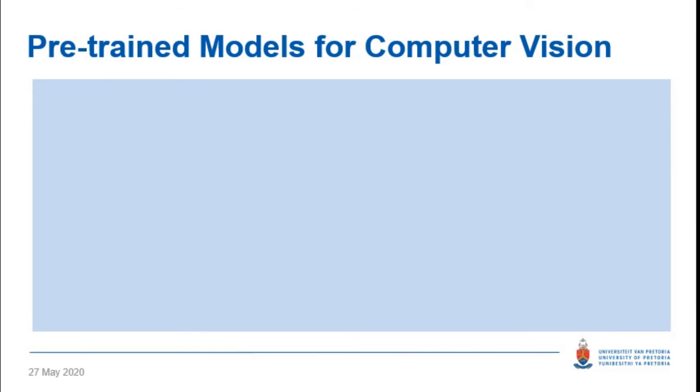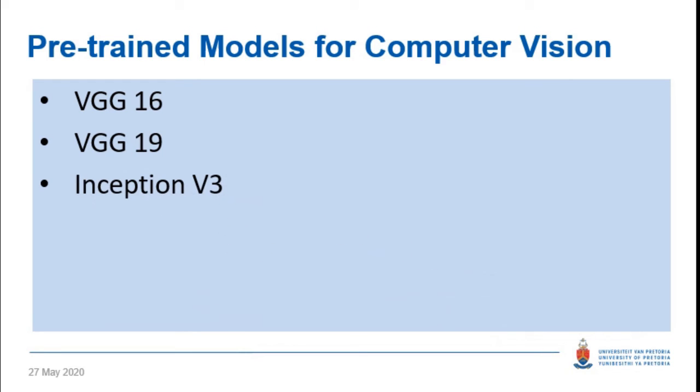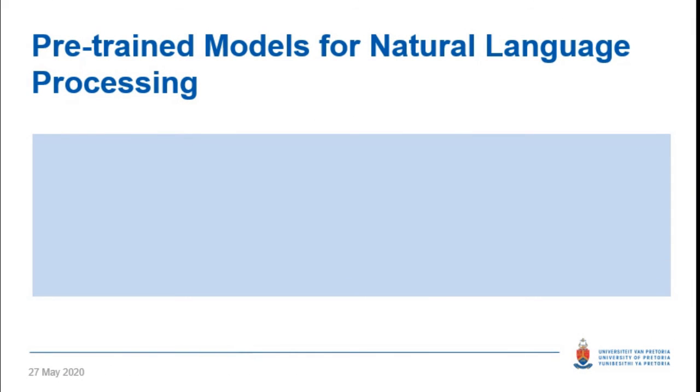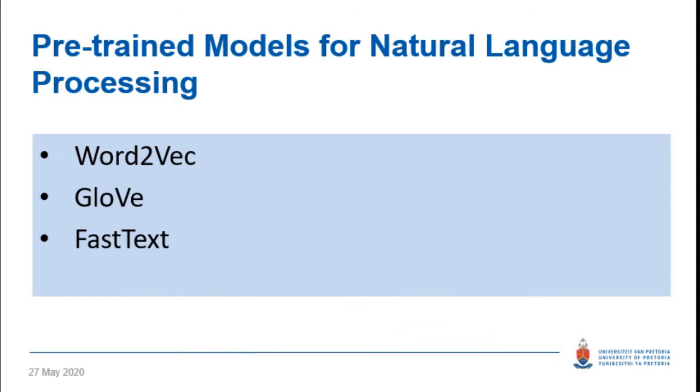If we look at computer vision, the commonly used pre-trained models include VGG16, which is a very popular pre-trained model used for image processing. It's very effective. There's also VGG19, Inception V3, Xception, and another very good model is ResNet50, which also performs very well for image processing. Similar models also exist for natural language processing: Word2Vec, GloVe, and lastly FastText.